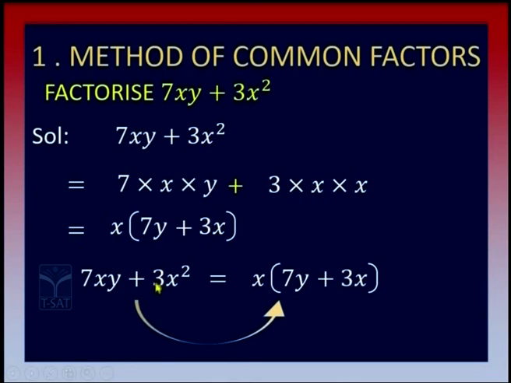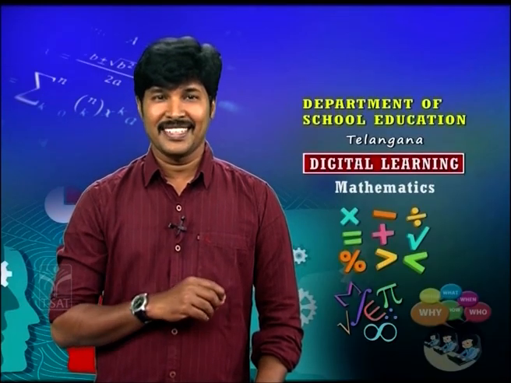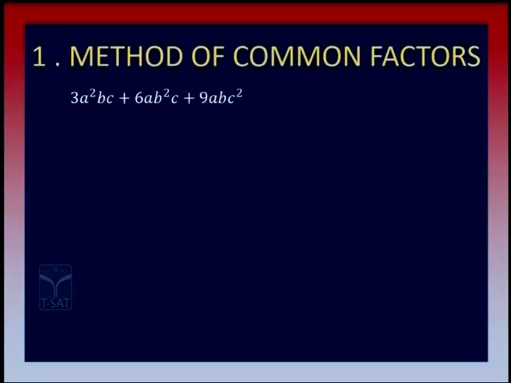So, writing this 7xy plus 3x square in this way, we can say that this question is said to be factorized. Isn't it interesting, students? Now, let us see one more question under this method. See, 3a square bc plus 6ab square c plus 9abc square. Let us try to factorize this using our first method, that is method of common factors.